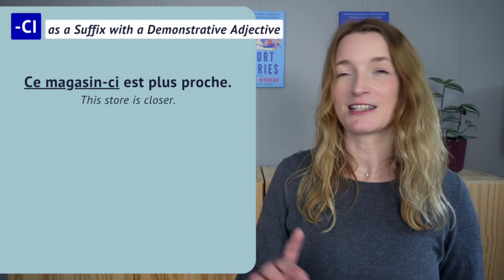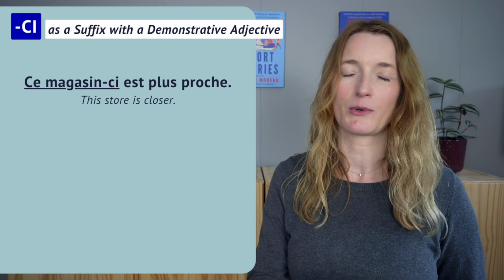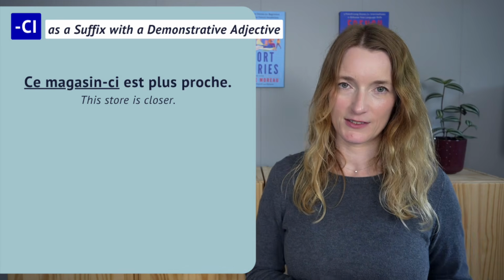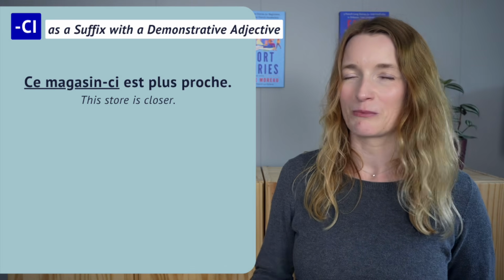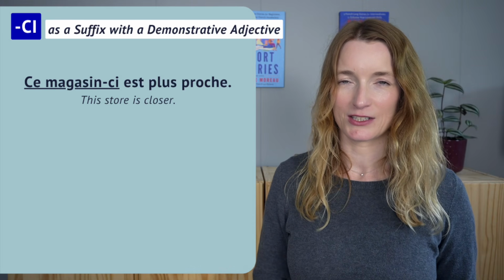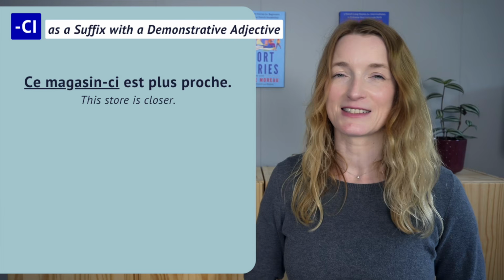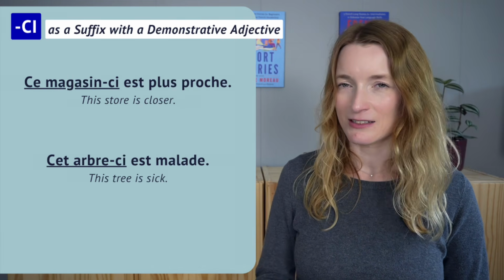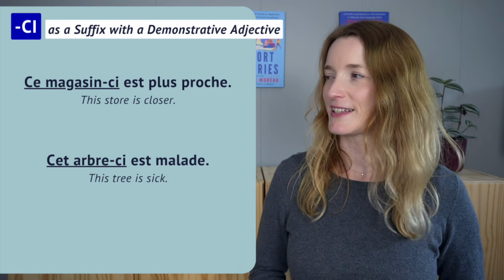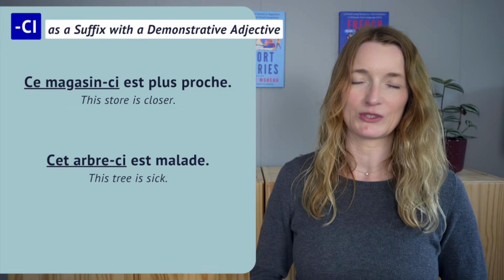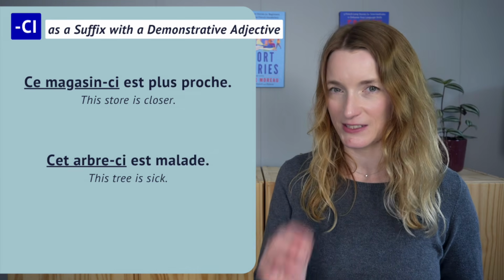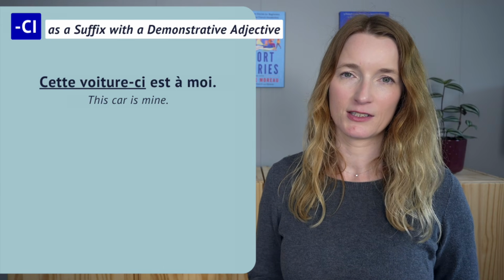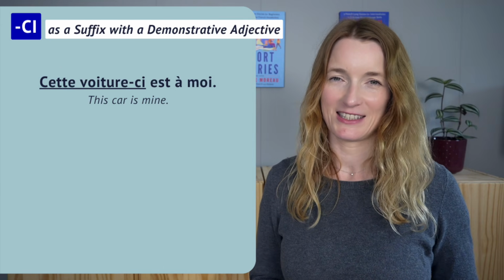We are going to see. In this lesson, I used the exact same example as last week. If you watched last week, then you can really see the difference here. Okay? Ce magasin-ci est plus proche. Cet arbre-ci est malade. So this tree is sick. Cette voiture-ci est à moi.